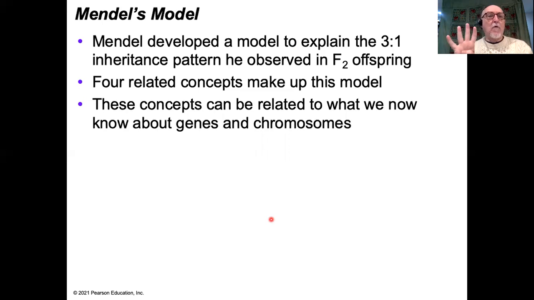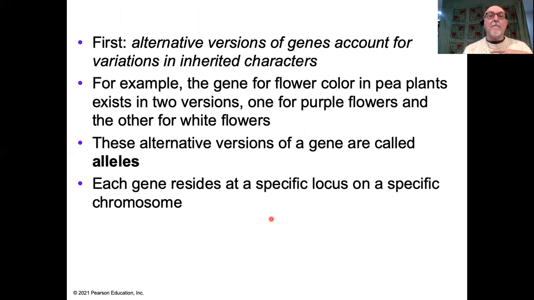He came up with 4 concepts, which we can now understand very, very easily by thinking about what we know about the chromosomes and how they behave during meiosis. Okay, first, there are alternate versions of genes that account for the different traits. Okay, that is immediate for us. It seems obvious, but for Mendel, this was a revolutionary idea. There are alternative versions of something that is heritable that accounts for particular characters and particular traits of that character.